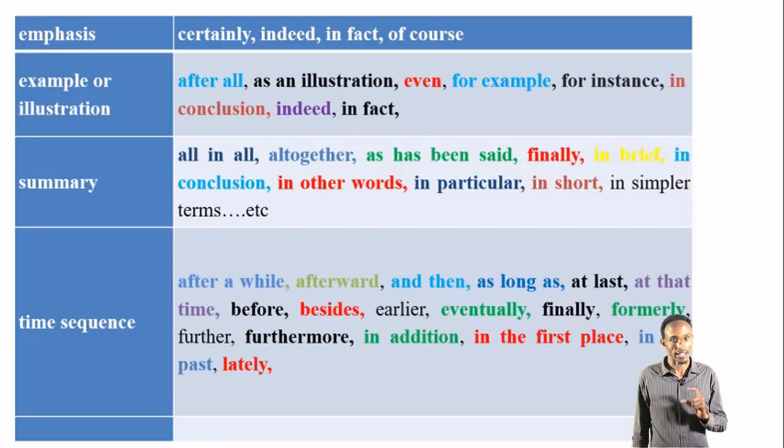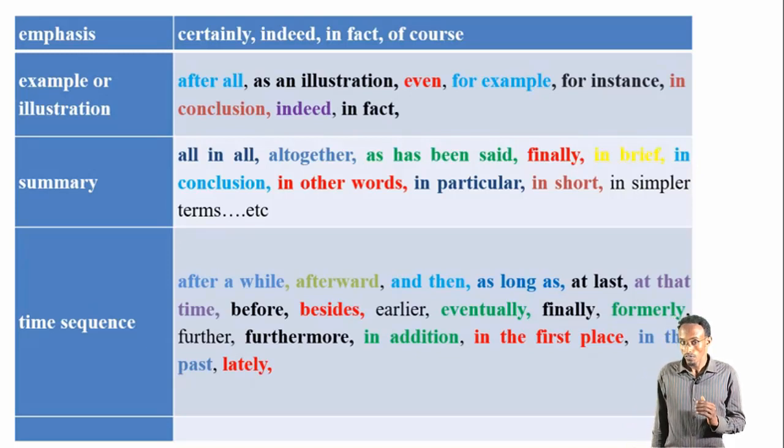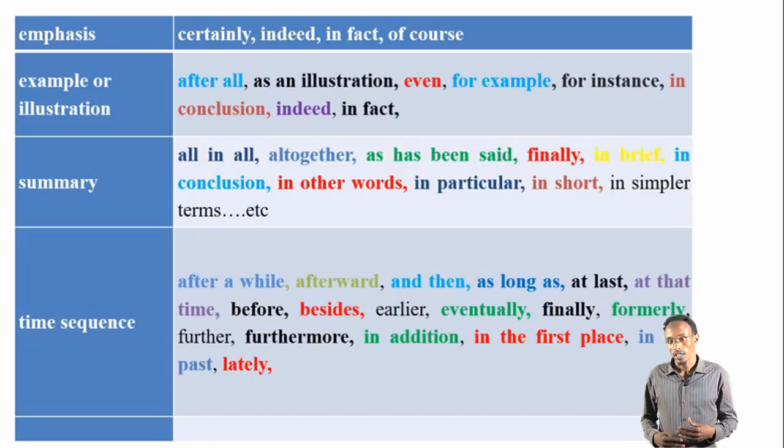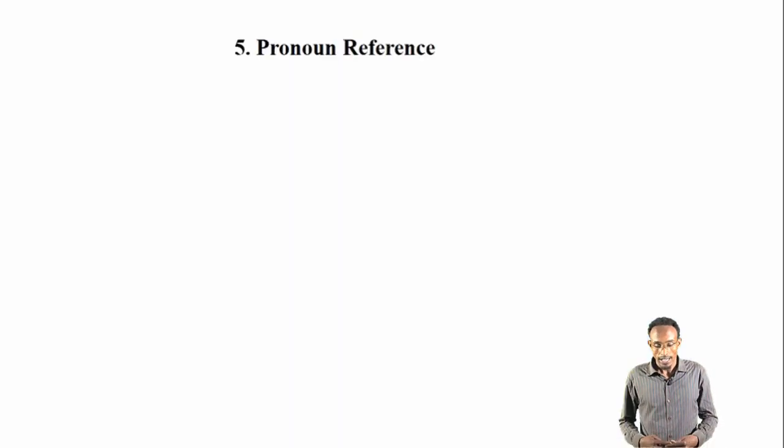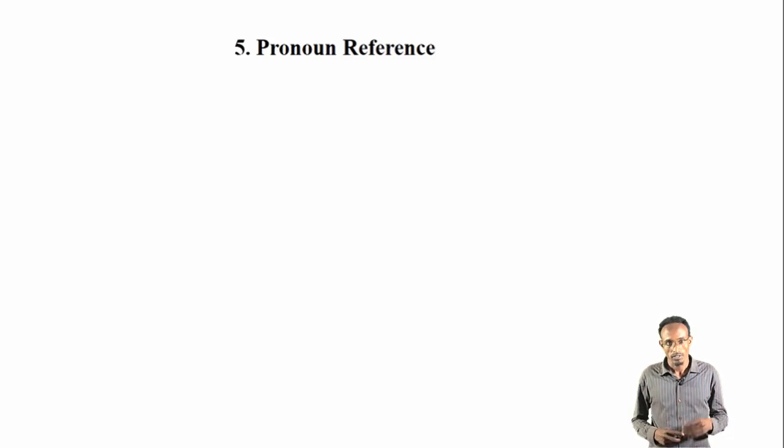And so, time sequence. In a paragraph, we need to have a time sequence. For instance, "after a while," "afterward," "and then," "as long as," "at last," "at that time," "before," "besides," "earlier," "eventually," "finally," "formerly," "furthermore," "in addition," "in the first place," "in the past," "in the last." And that's all for what we call the transitional expressions, for time, for summary, and for all.